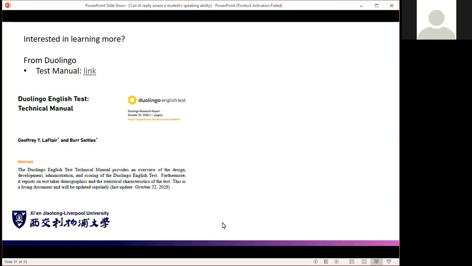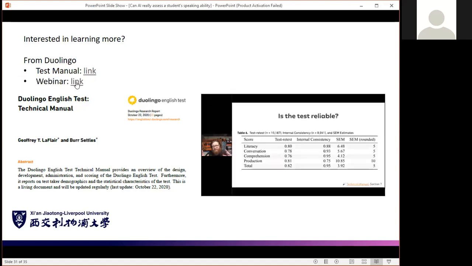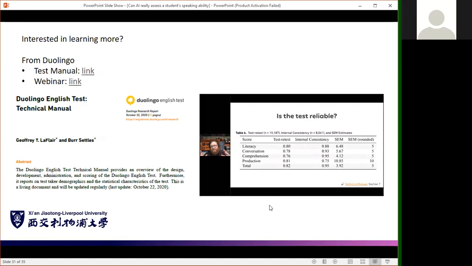Okay, if you're interested in learning more, the Duolingo technical manual is readable. It's the most readable text that I came across looking into this. And there's a webinar link here too. This fella's interesting, and yeah, if you'd like to have complexity explained, this is a good place to go. And they present basically an argument for why the Duolingo works and why it can be trusted.